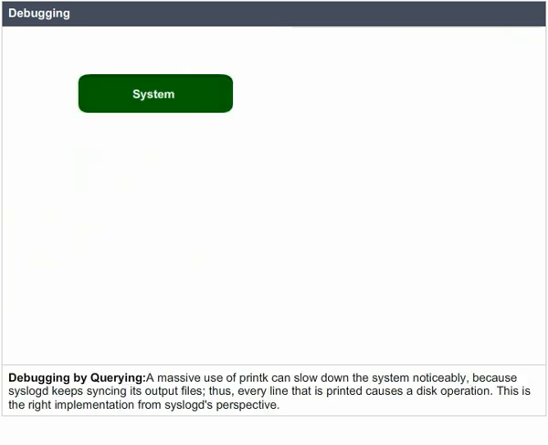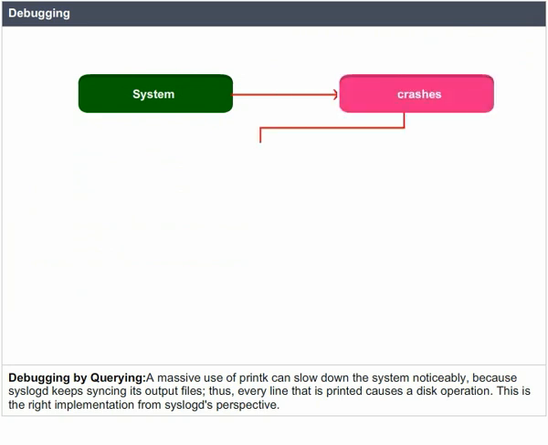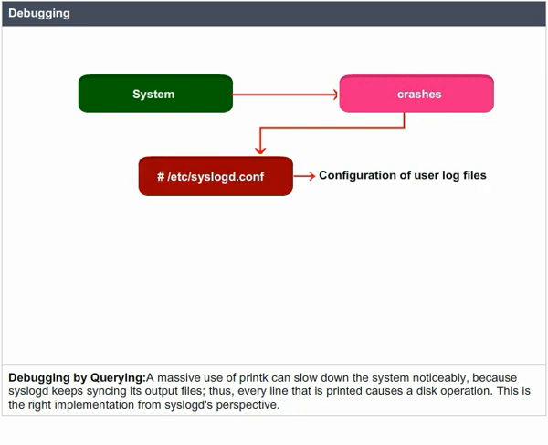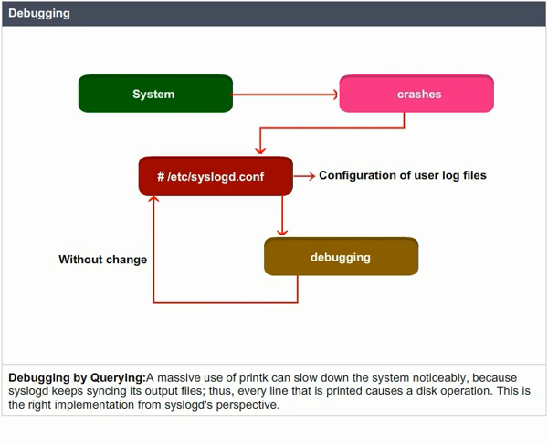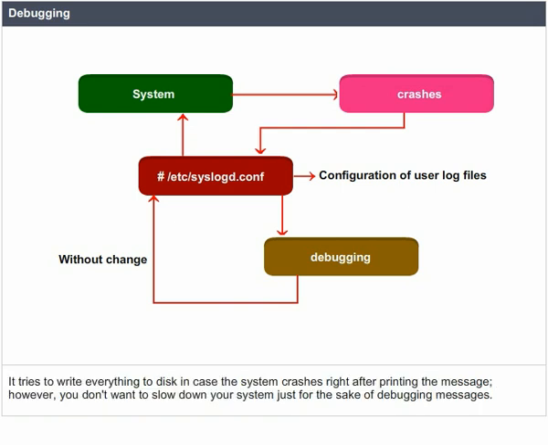Debugging by querying. A massive use of printk can slow down the system noticeably because syslogd keeps syncing its output files. Thus, every line that is printed causes a disk operation. This is the right implementation from syslogd's perspective. It tries to write everything to disk in case the system crashes right after printing the message. However, you don't want to slow down your system just for the sake of debugging messages.